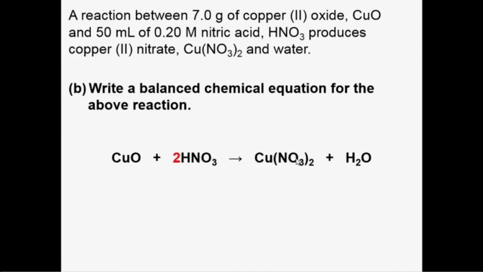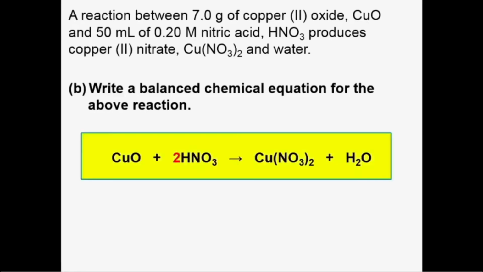And then oxygen: there are 3 times 2, so there are 6 moles of oxygen here in copper 2 nitrate, and 6 moles of oxygen in nitric acid, and 1 mole of oxygen in water and 1 mole of oxygen here in copper 2 oxide. And then hydrogen: there are 2 moles of hydrogen in water and 2 moles of hydrogen in nitric acid. So the equation is balanced. Okay, so now let's move on to the next question.